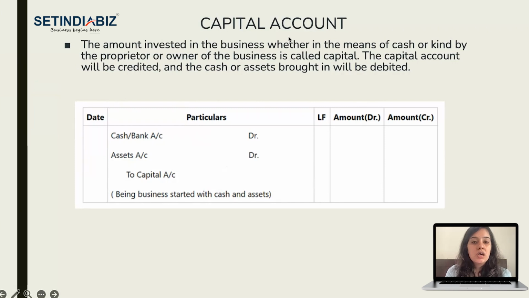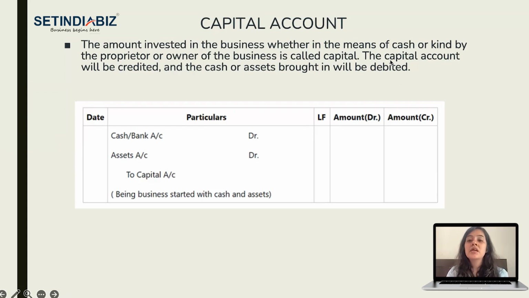What is the capital account? It is the amount invested in the business, whether in terms of cash or kind. Kind means whenever the owner or a partner brings certain assets along with the cash, or only the asset, that is called kind. What is brought in by the proprietor or owner of the business is called capital.